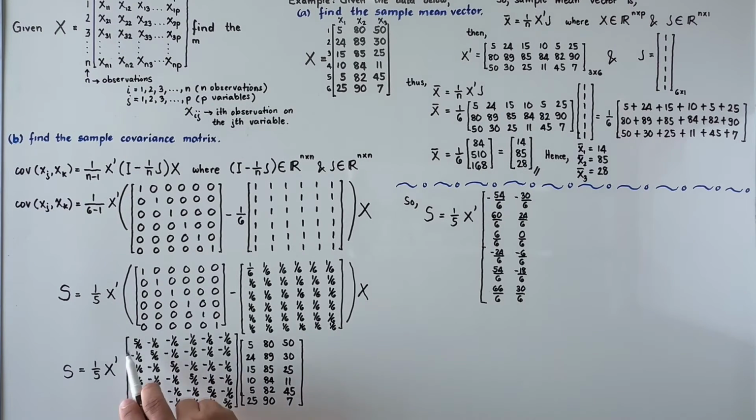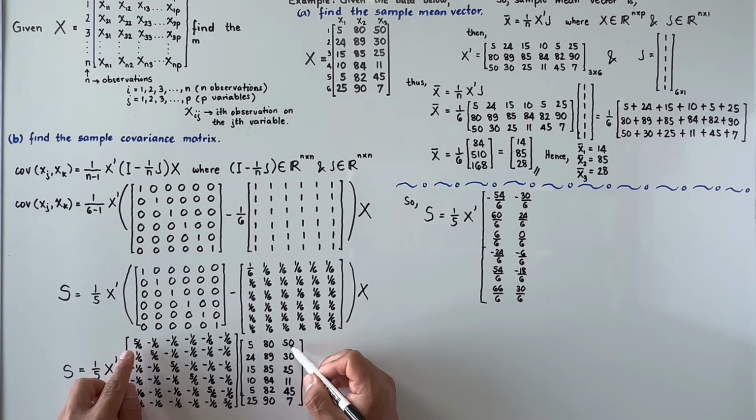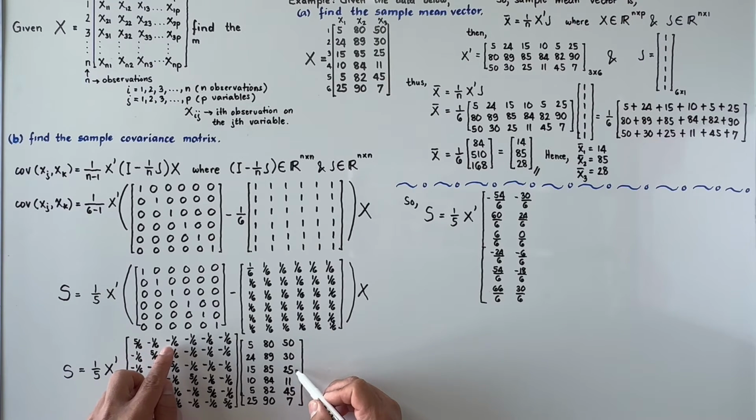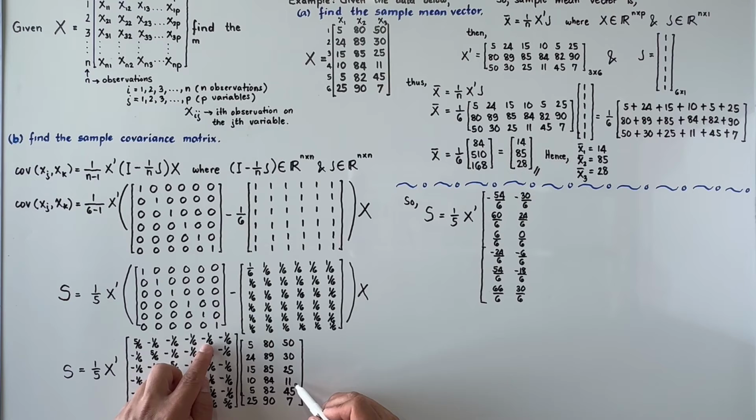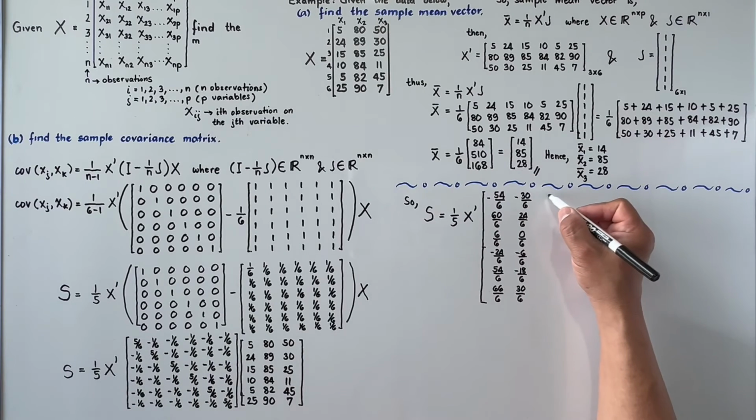And then again, we multiply the 6 rows by the last column here. So we have 5/6 times 50, which is 250 over 6, minus 30 over 6, minus 25 over 6, minus 11 over 6, minus 45 over 6, minus 7 over 6. And combining the 6 products, we have here 132 over 6 here.